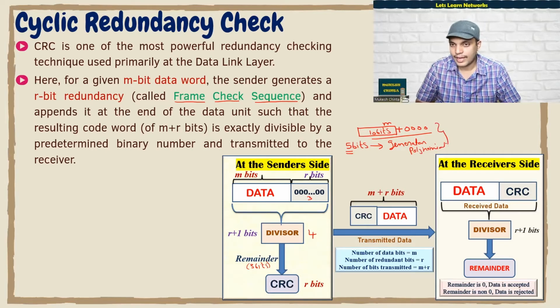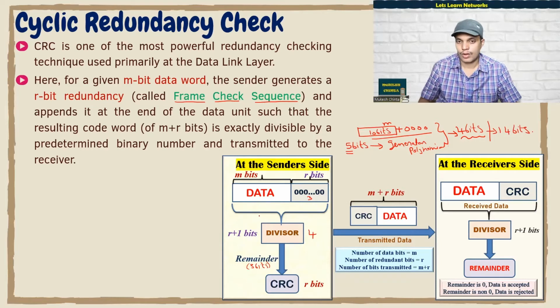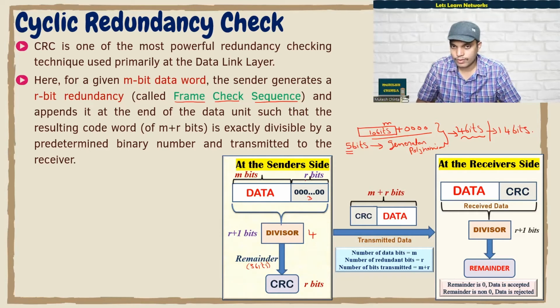With this, I will get a remainder of 4 bits. Whichever remainder I receive as 4 bits, I will remove these 4 zeros and append these 4 bits to my already 10 bits, and I will send a total of 14 bits to the receiver. Now let me show you. M is 10, then 4 zeros, so r is equal to 4. Your divisor will be 5 bits, and a total of 10 plus 4, 14 bits will be sent to your receiver. Now what happens at the receiver side?